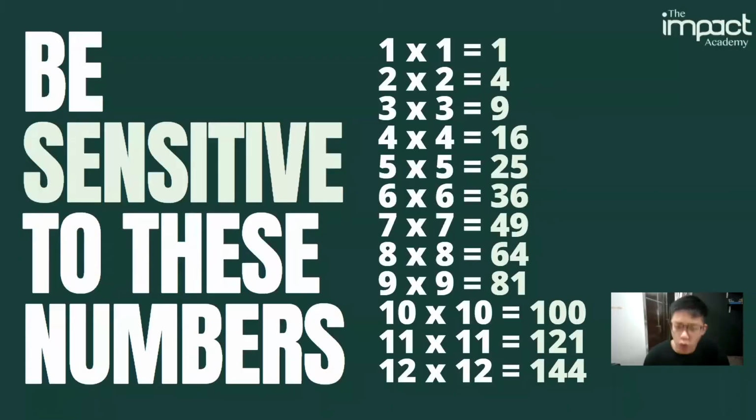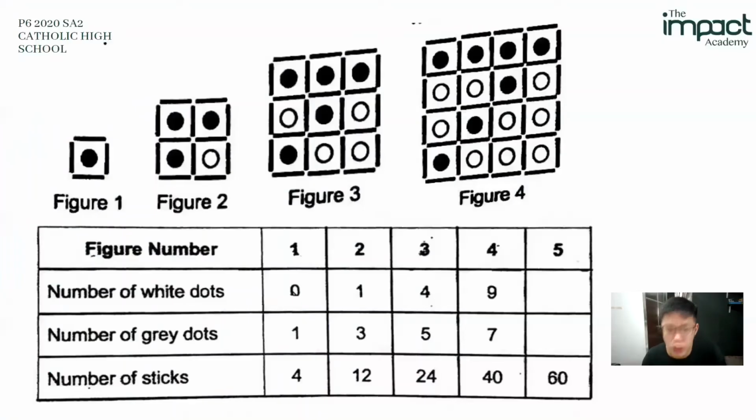And I want you to remember this. I want you to be very sensitive to these numbers. What are the numbers that I'm talking about? 1, 4, 9, 16, 25, 36, 49, 64, 81, 100, 121, and 144. These are all the numbers that you should be very sensitive about when you are doing a square numbers question.